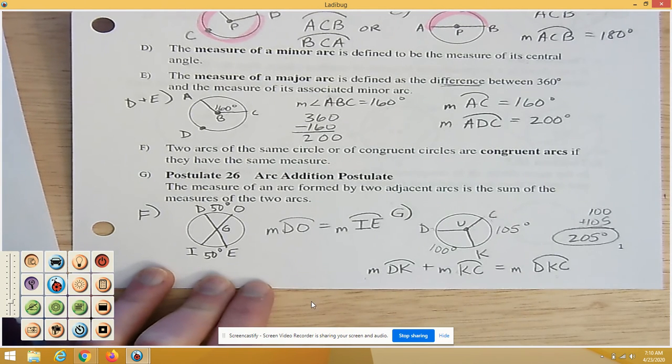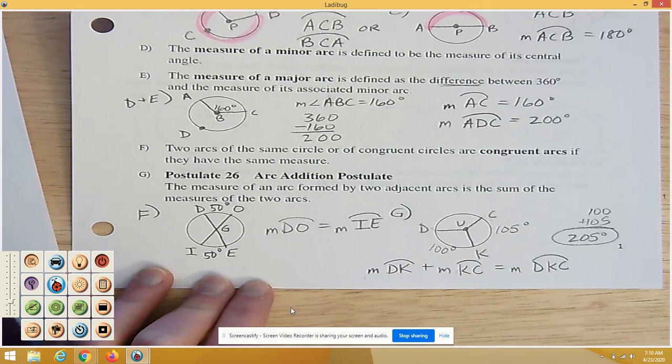So this is kind of the introduction to arcs, minor arcs, major arcs, semicircles. A minor arc is between 0 and 180 degrees. A major arc is between 180 and 360 degrees, and a semicircle equals 180 degrees exactly.